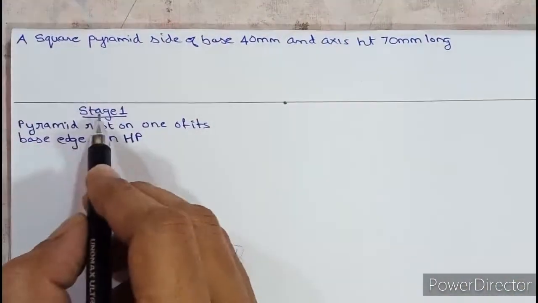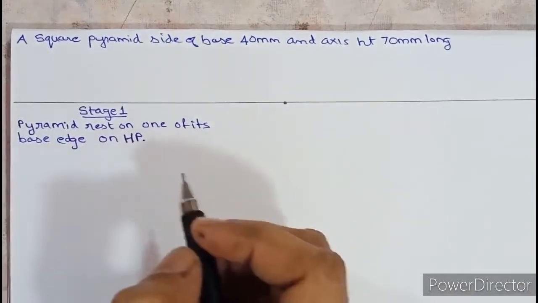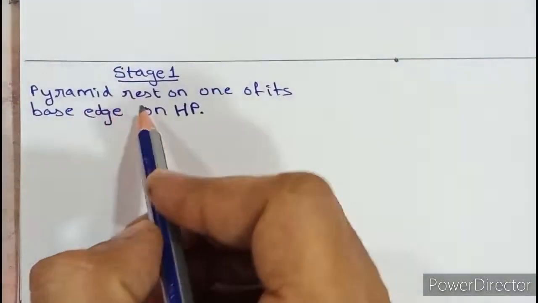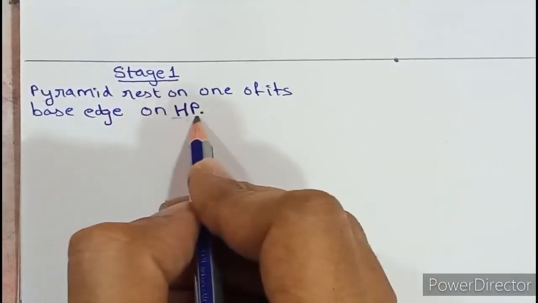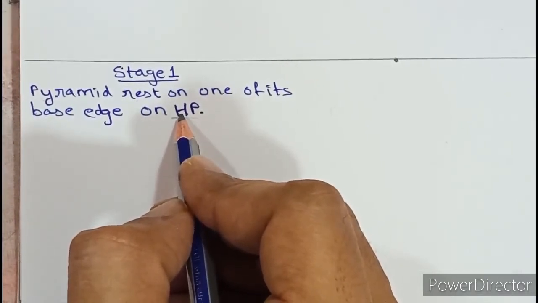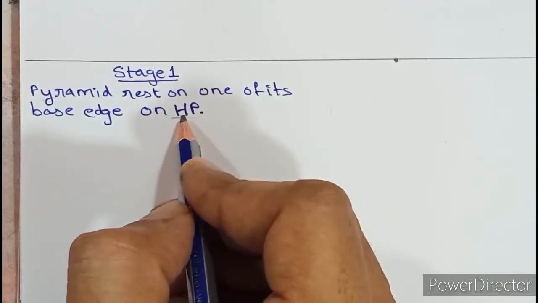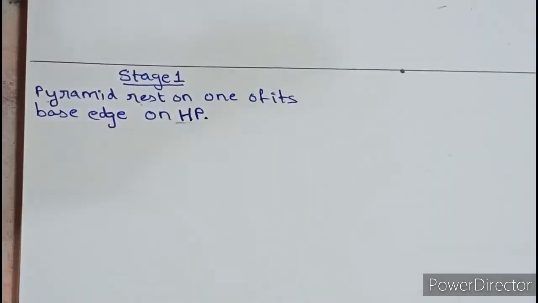So right now, if I say stage 1 is pyramid rests on one of its base edge on HP, you need to visualize how we should place that pyramid. If you read this question thoroughly, what should strike immediately is pyramid rests on one of its base edge on HP. It means the pyramid is kept on HP. And the moment you keep a pyramid on HP, you need to quickly visualize that it is your drawing sketchbook kept on the table. So the true shape of the base can be seen from top view, and top view is drawn below xy. So you need to draw the square below xy. That is the thing that should strike immediately.